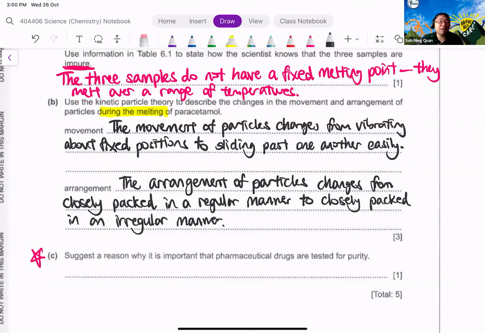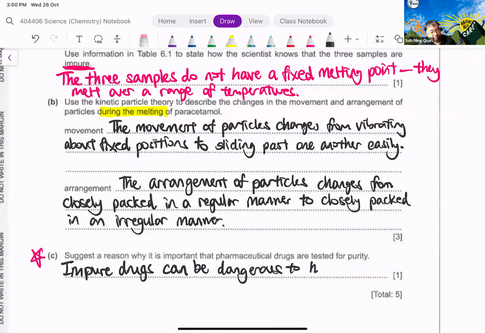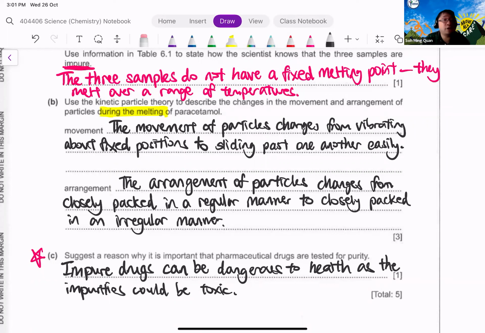Well, think about it. If your medicine is impure, do you think it is safe to consume? Clearly not, right? Impure drugs can be dangerous to health, as the impurities could be toxic. Okay, this is quite obvious. Impurities can potentially be toxic.